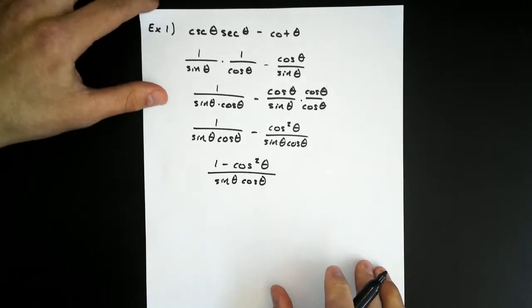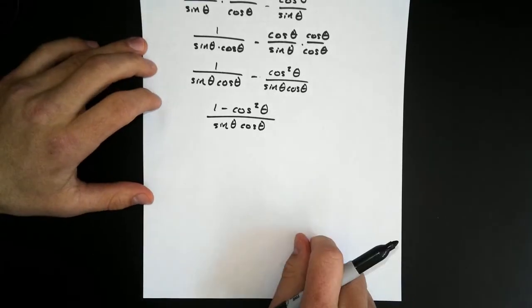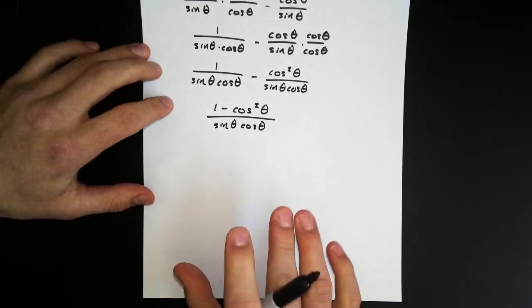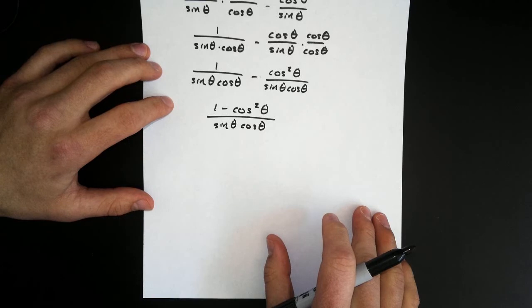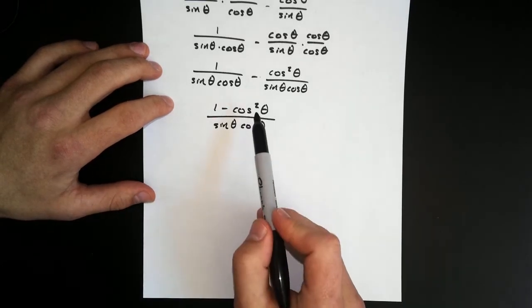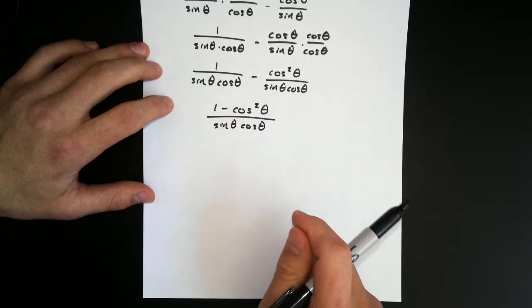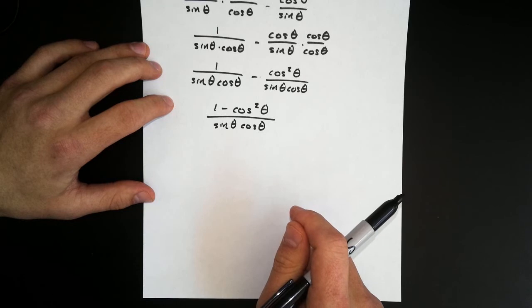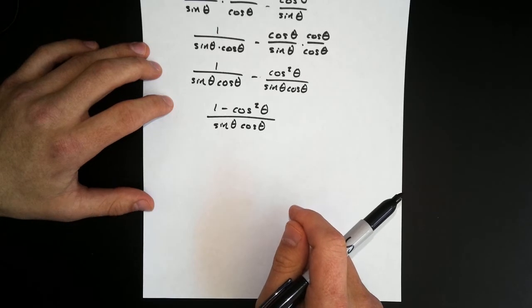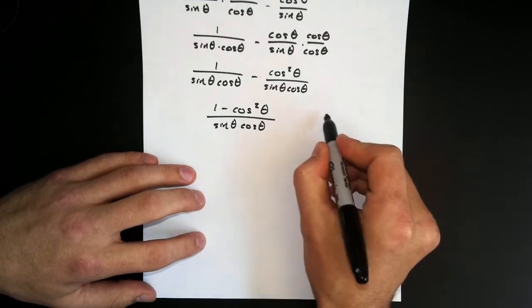So we've made some good progress. We were able to combine everything together into a single fraction. Now we want to take a look at this and see what other things we can use. In the numerator, we did end up with this cosine squared. So when I see that, the first thing my mind jumps to is the Pythagorean identities. So we know that sine squared plus cosine squared is the same as 1.